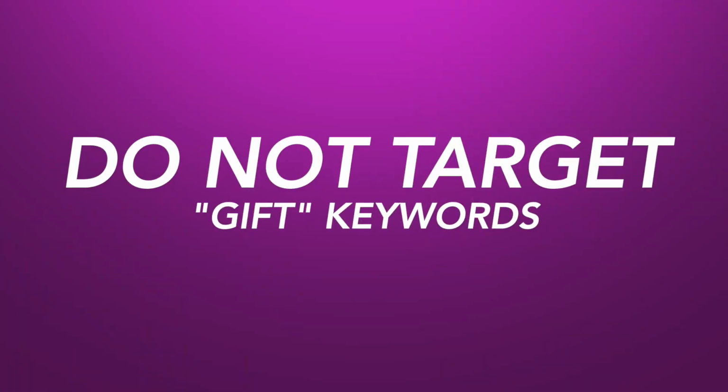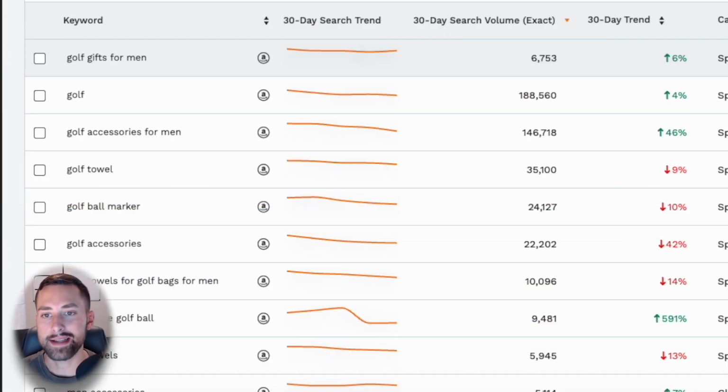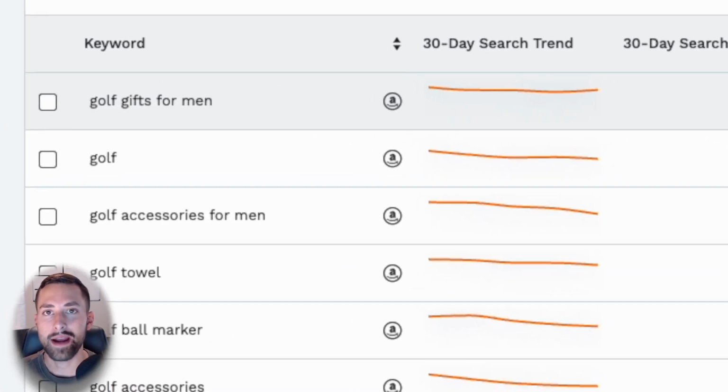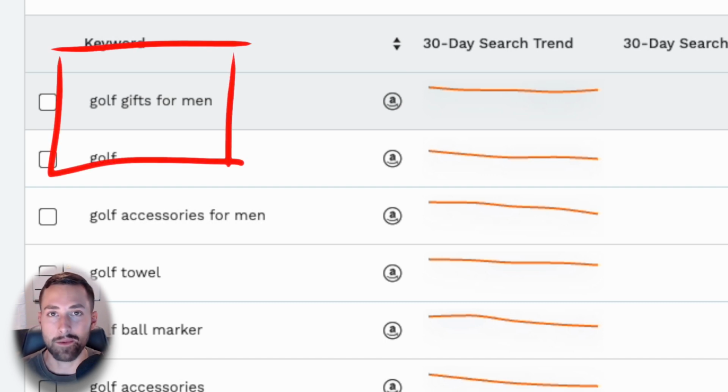Now, the second thing with advertising that I recommend changing is to eliminate the word gifts or gift from the keywords that you target during the holiday season. On the right here, we can see this keyword phrase of golf gifts for men. Yeah, that might be great because you're thinking someone who's looking for a gift for their significant other or just a friend, they may be typing in this keyword phrase.